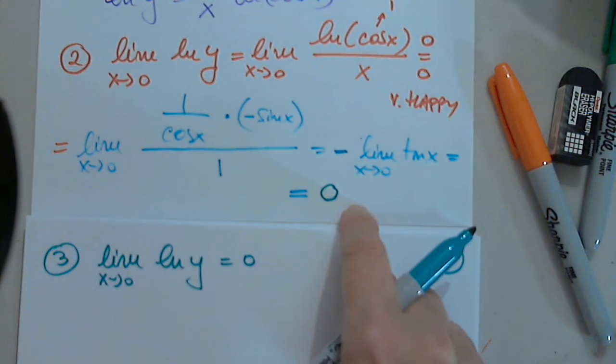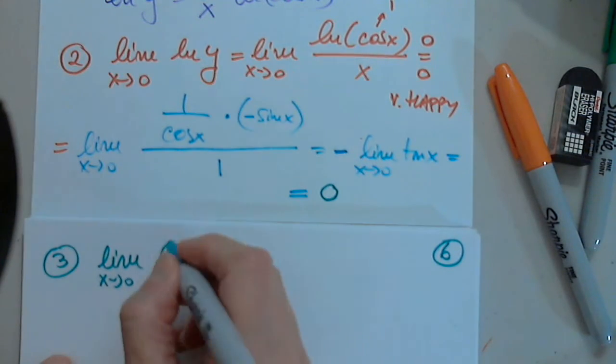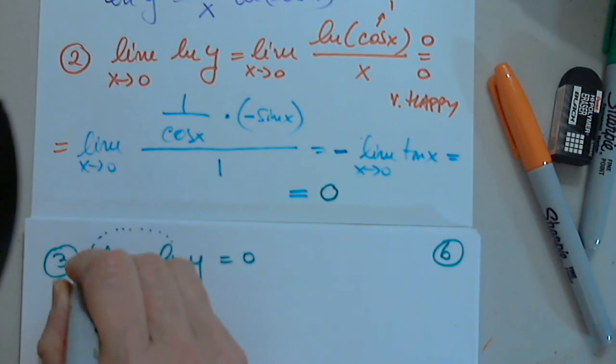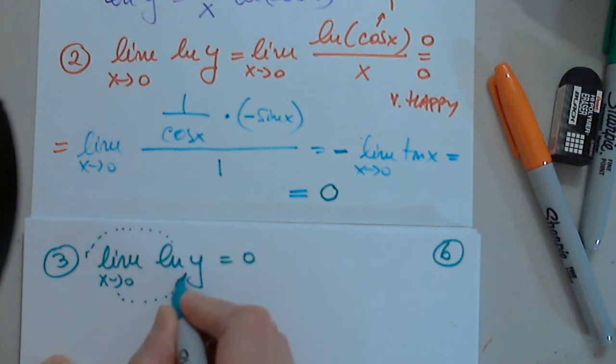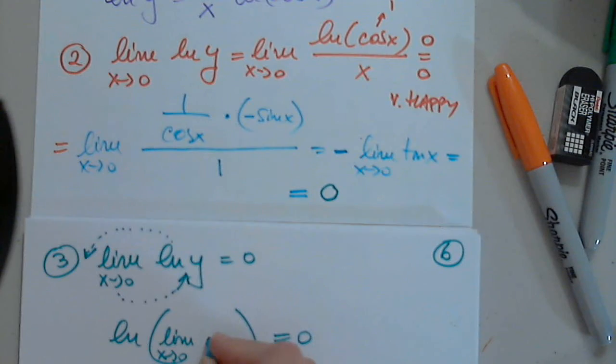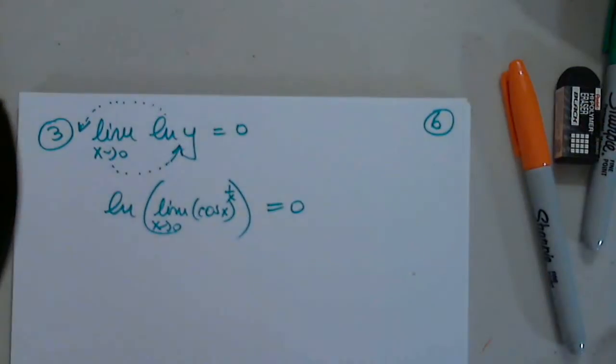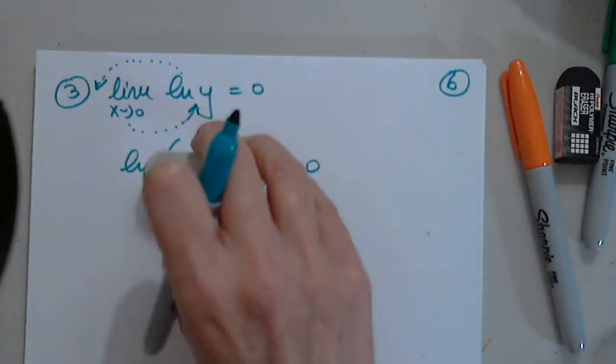First and last. Good. At this point, all these functions are continuous. I'm going to swap the operators. Okay? So then I have natural log of the limit as x approaches 0, and I can put it in, cosine x raised to 1 over x. And now I'm going to ask myself, what could this be?